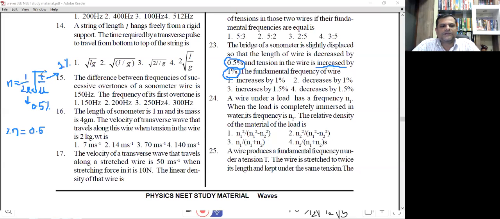तो जब टेंशन इंक्रीज होगा तो उसका मतलब उसके अंदर जो है पॉजिटिव परसेंटेज चेंज होगा, लेकिन यहाँ पे रूट के अंदर है ना वो टेंशन, तो रूट के अंदर होने की वजह से क्या होगा, उसके अंदर जो भी परसेंटेज चेंज हो रहा है उसका आधा परसेंटेज चेंज फ्रीक्वेंसी के अंदर रिफ्लेक्ट करेगा, तो इसलिए यहाँ पे प्लस 0.5 यहाँ पे हमको ऐड करना पड़ेगा, ओके, जिससे हमको मिलेगा 0.5 प्लस 0.5 which comes out to be 1%, which will be the percentage increase in the frequency. Okay, frequency will increase by 1%, which is already there in this option 1 here. Yes.